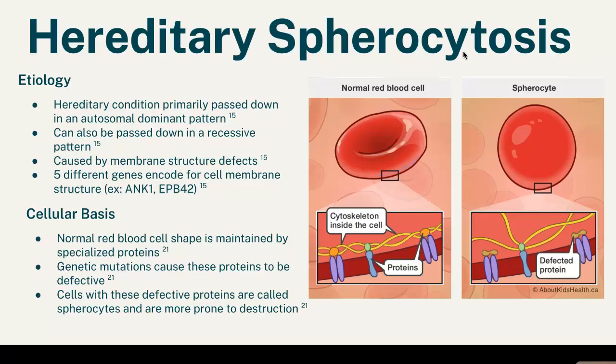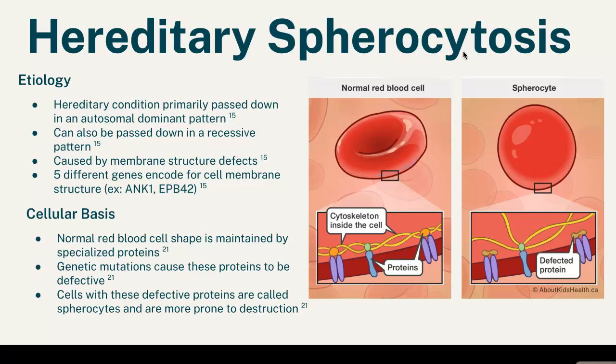There are several different forms of genetic hemolytic anemias that are caused by red blood cell membranes that are not structurally sound. One example of this type of anemia is hereditary spherocytosis. This condition can be caused by mutations to 5 different genes encoding for cell membrane structure, including ANK1 and EPB42. Hereditary spherocytosis is primarily passed down to the next generation through an autosomal dominant pattern. In other words, a person only needs one copy of the mutated gene to be afflicted with the disorder.